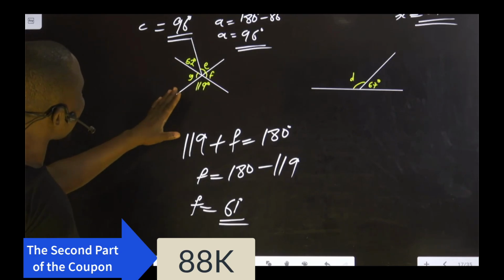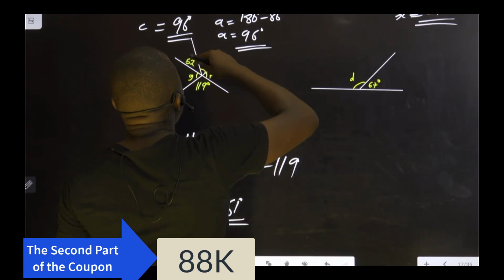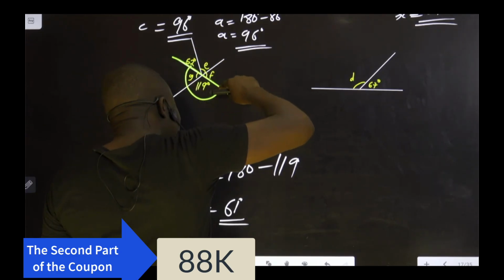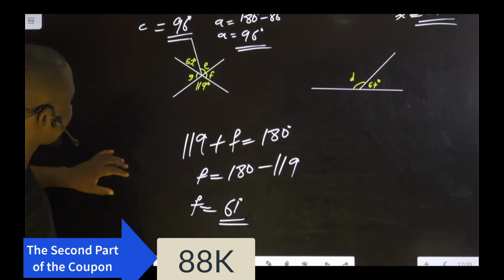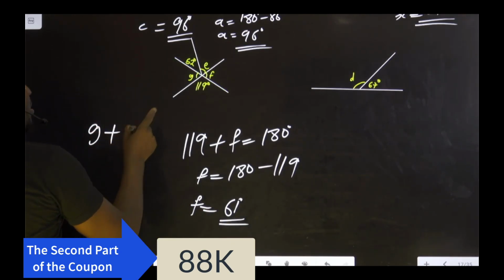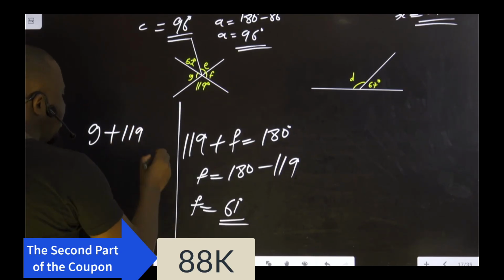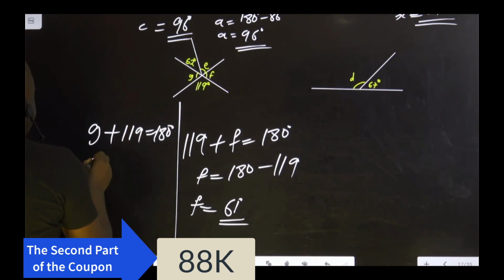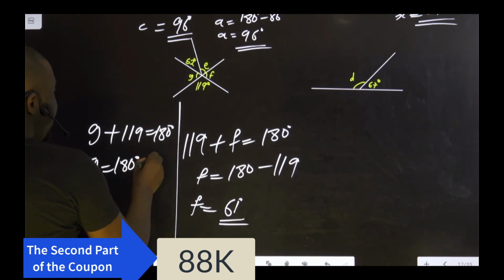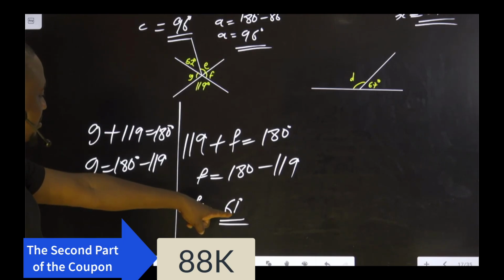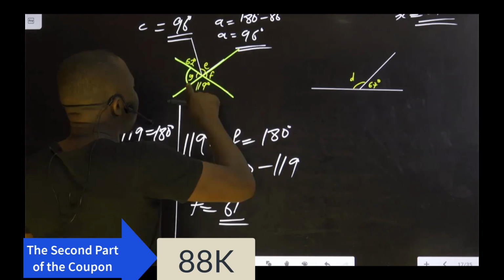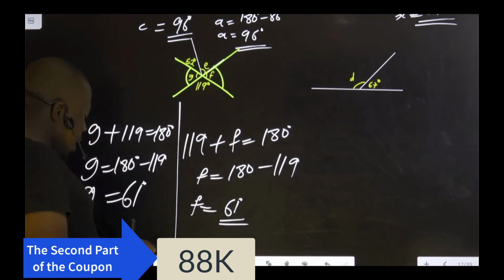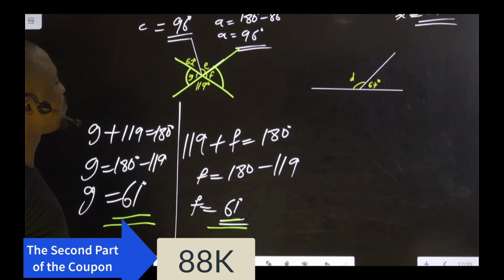Okay? Now that I have this, you will also agree with me that this is also 180 degrees. So let's also work on that. That is to say, G plus 119 is equal to 180 degrees. G therefore is equal to 180 degrees minus 119. You're going to have 61 degrees. Which is actually, if I had said that angles that are vertically opposite are equal, I would still be right, as you can see in this place. I just want to solve it out for you to see.